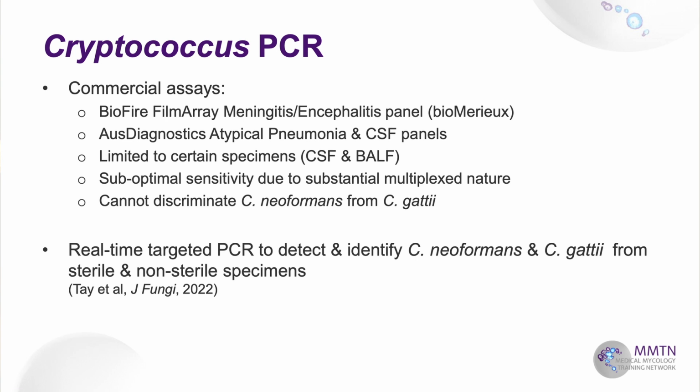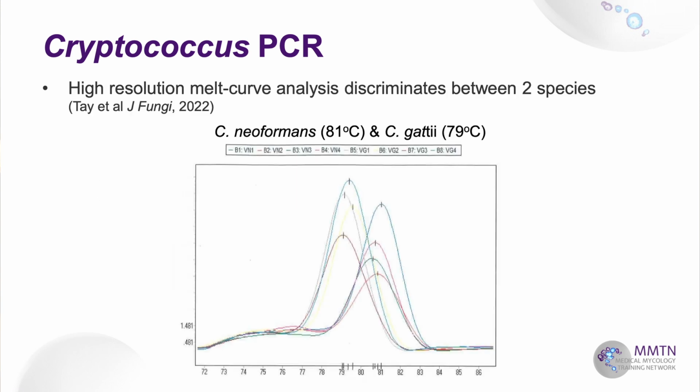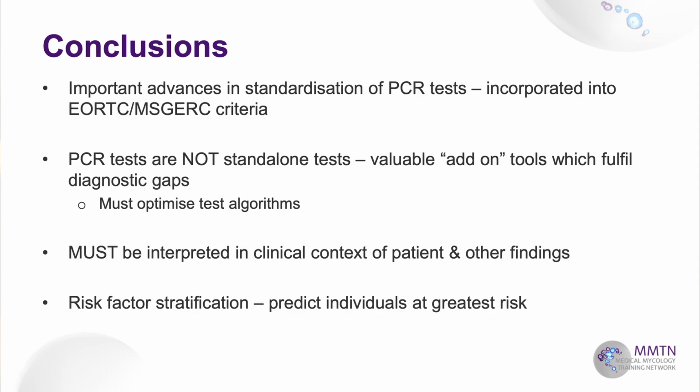So we developed a real-time PCR to detect and identify Cryptococcus neoformans and gattii from sterile and non-sterile site specimens using high-resolution melt analysis. With this analysis, the assay has the ability to detect all the molecular types of Cryptococcus neoformans and gattii, and all the neoformans have a melting point of 81 degrees Celsius, and all of the gattii have a melting temperature of about 79 degrees Celsius. So we've been able to put this into routine use and give an actual species identification on a lot of those formalin-fixed sections.